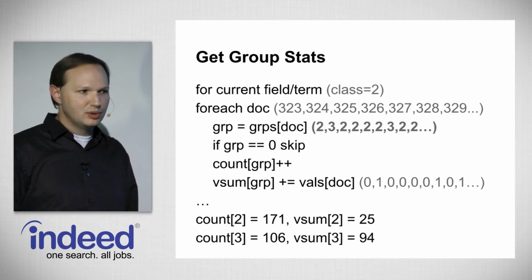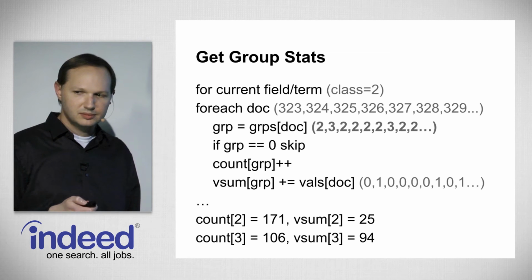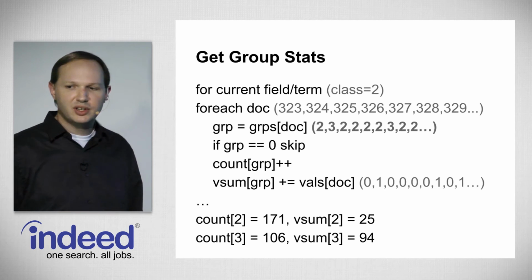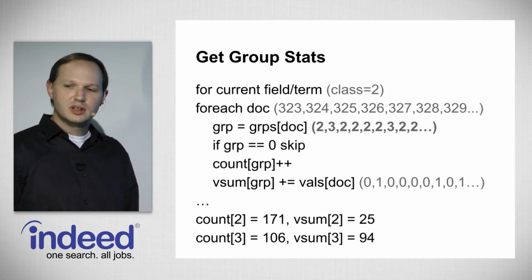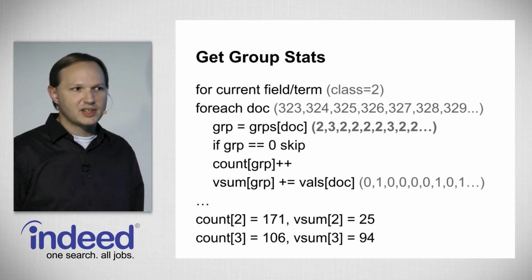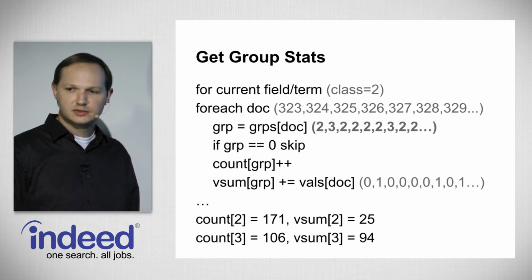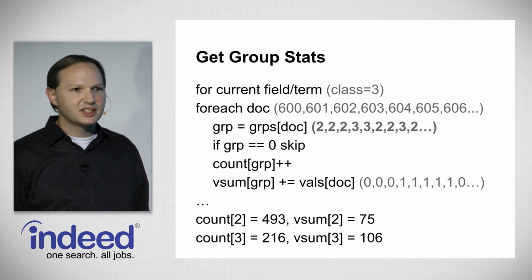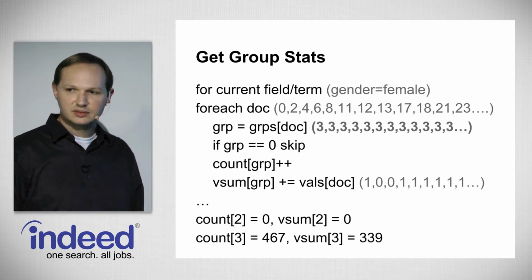Same thing for class 2. At the bottom here, you can see the statistics for second class passengers who were male and second class passengers who were female in group 2 and 3. Same thing for third class. At the bottom, you can see those statistics.